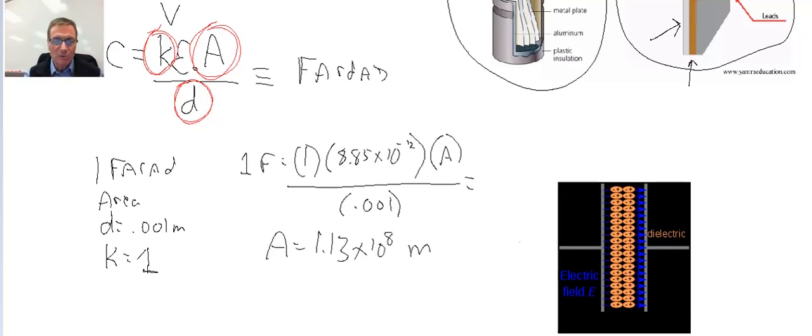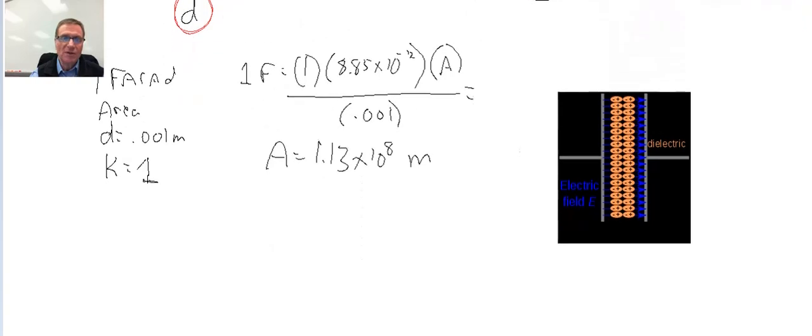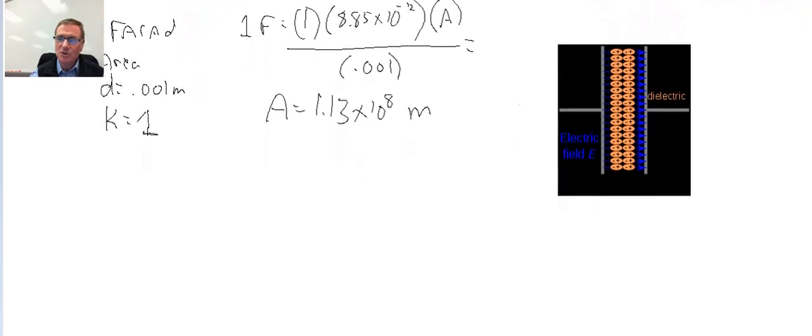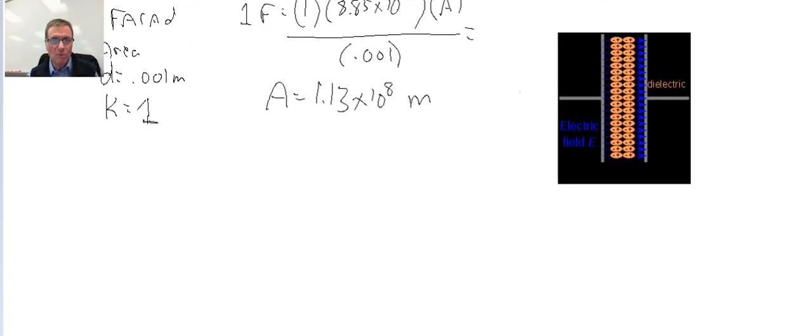Now, what's the problem with this? Well, the problem is that 1.13 times 10 to the 8th meters is an area in the millions and millions of meters. Is this practical? Not really. This would be a very, very difficult capacitor to build. It would be very, very large. So what could we do then to make this more doable?